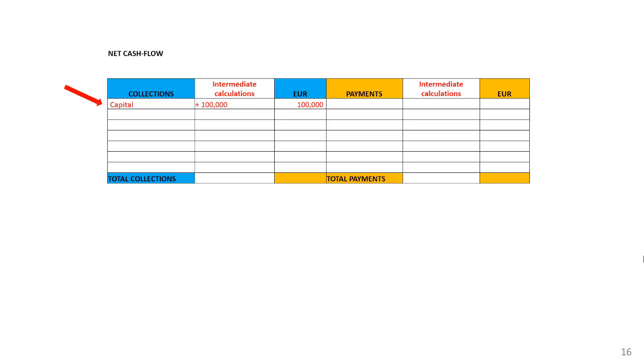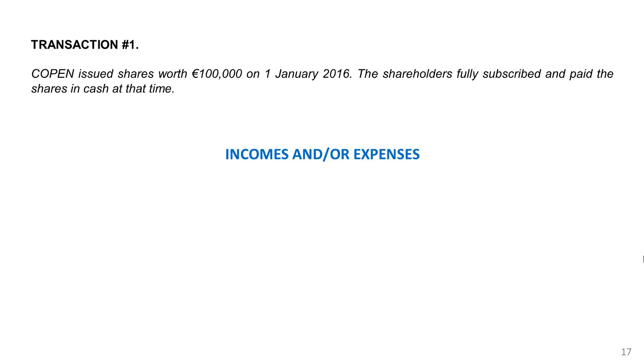In spite of the fact that in this case the intermediate calculations are obvious, it's a good idea to make this explicit. A large amount of numeric data usually has to be handled to prepare financial statements. That's why it's very important to strictly apply the selected procedure. It's the best way to prevent errors. Now we identify the potential incomes and expenses that could have taken place in 2016 related to the subscription of the initial capital.